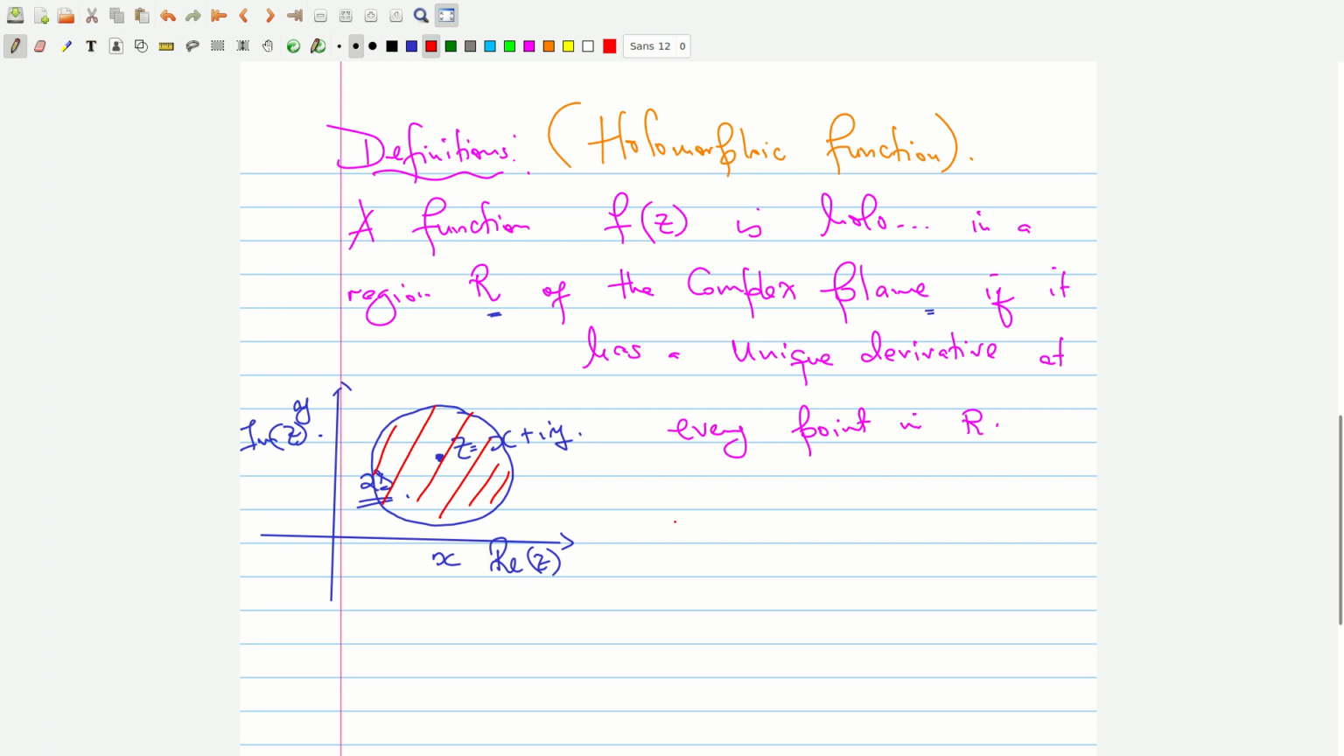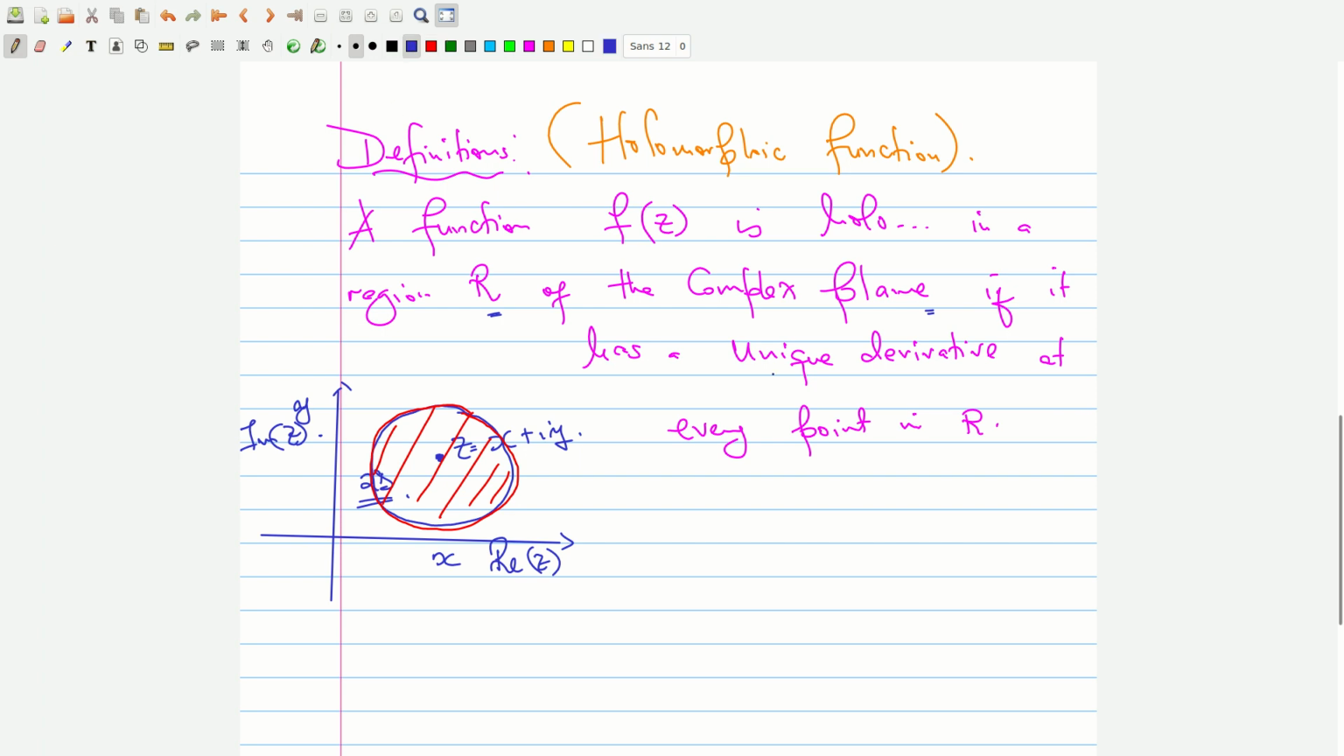Perhaps I don't want to go so much into this, because that is more for the pure mathematicians. Here the question is, if you say every point in R, are you also going to include the boundary points or not? For now I cannot answer that, but let it be at the back of our mind that in the region we could as well be thinking about the boundary. For now, let us just say our function is holomorphic in a region R of the complex plane if it has a unique derivative at every point in there.